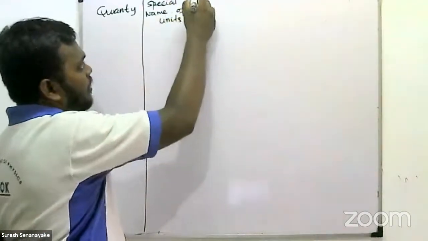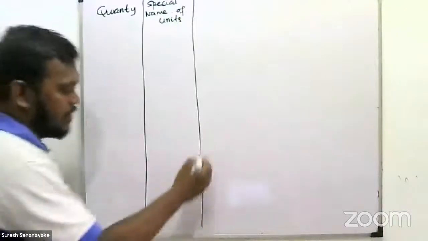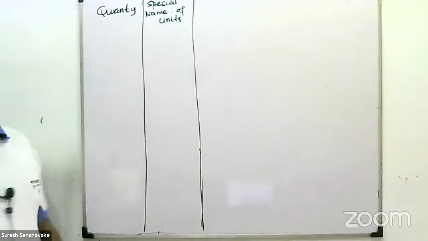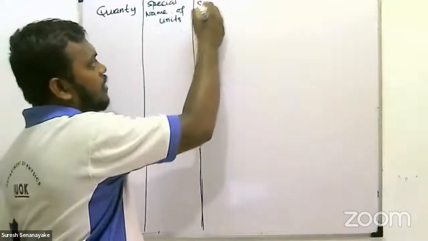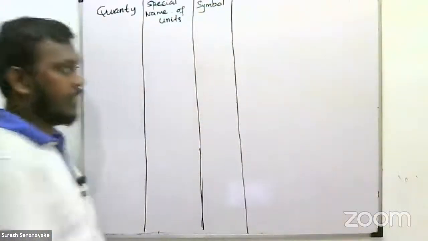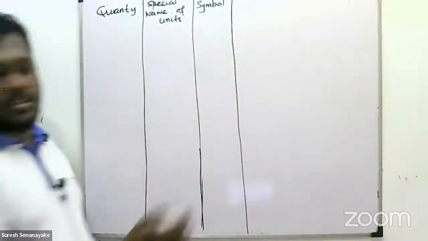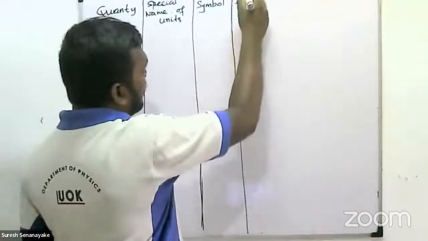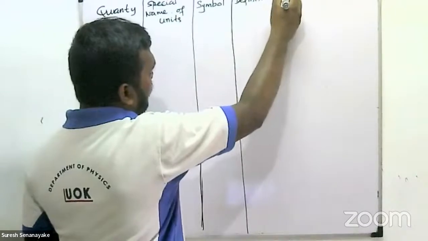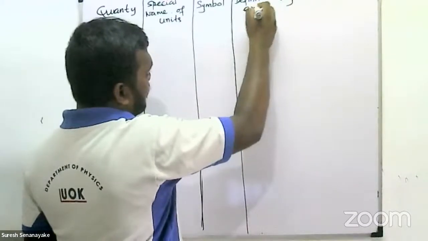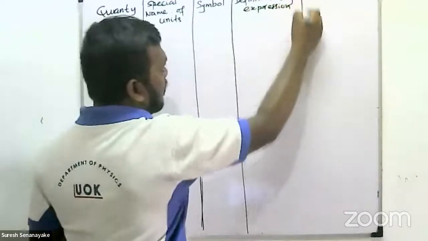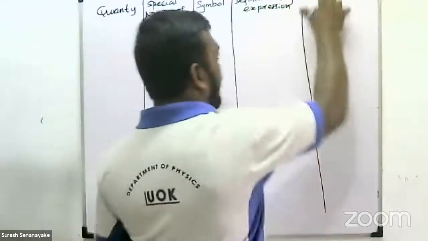Name of units. Come here as examples, Newton, Pascal, like this special name. Right? And the symbol. Then the definition, that's using an expression, the equation.